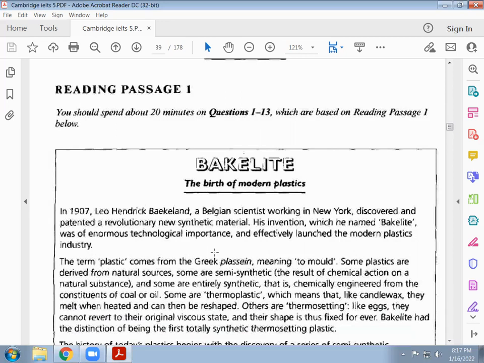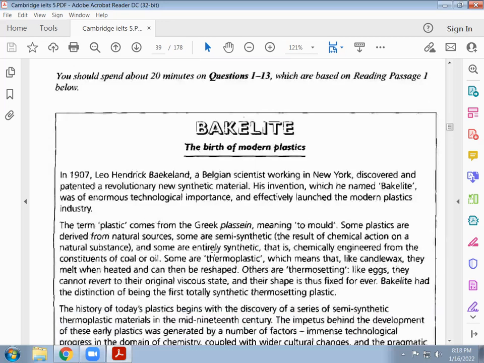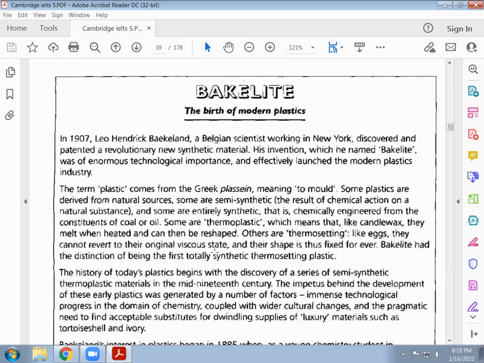Now, what are the skills? There are 3 skills in IELTS reading: scanning, skimming, and intensive reading. Scanning means finding specific information. You find some words. For example, if I say search the word plastic, you are just searching for one word.